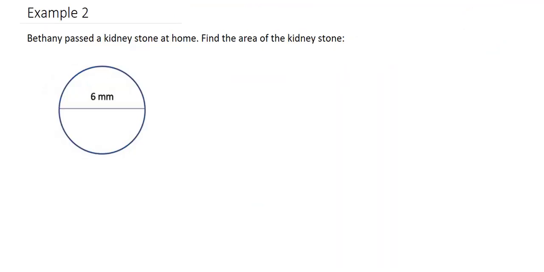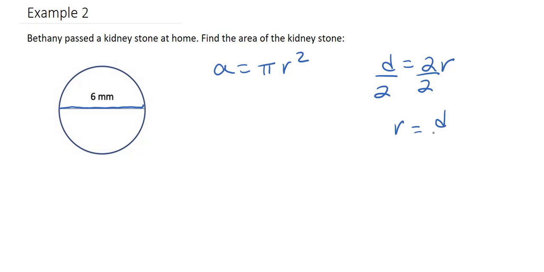So example 2, Bethany passed a kidney stone at home. So we're going to find the area of the kidney stone. On this one, we see we are given the diameter. So we need to go ahead and find the radius, because our area is pi r squared. So our diameter is equal to 2r. We just divide by 2 on both sides, which we've shown. So d divided by 2, right, is our radius.